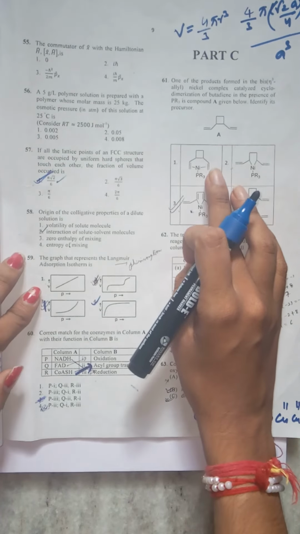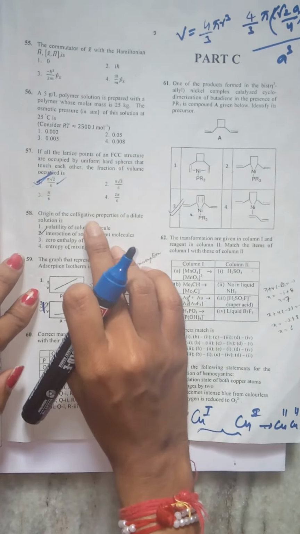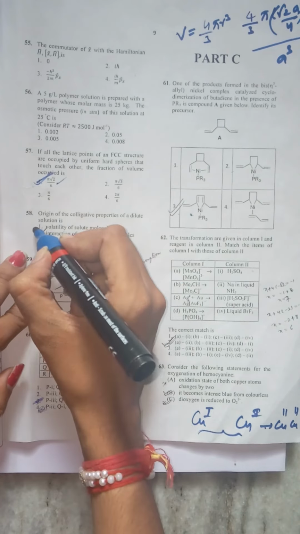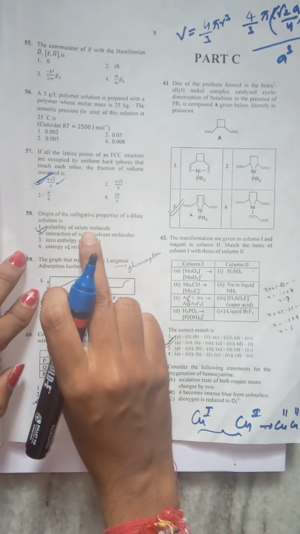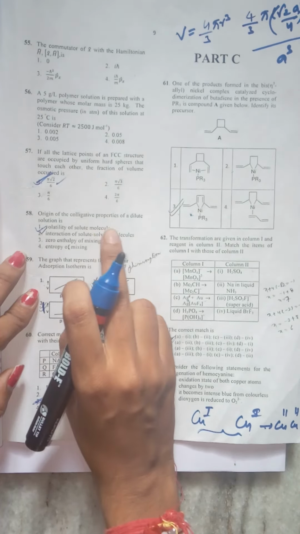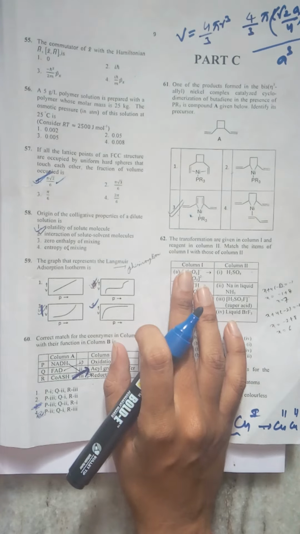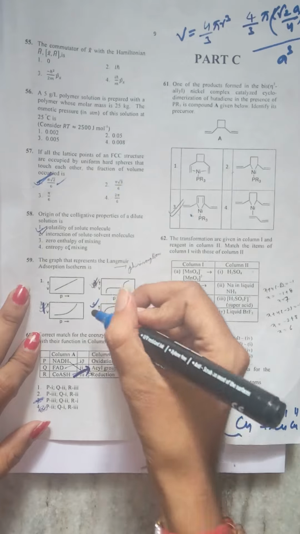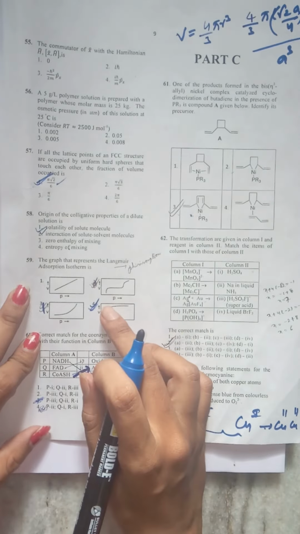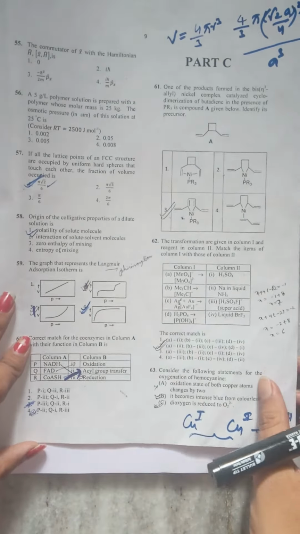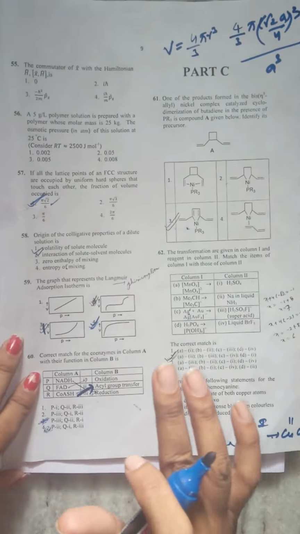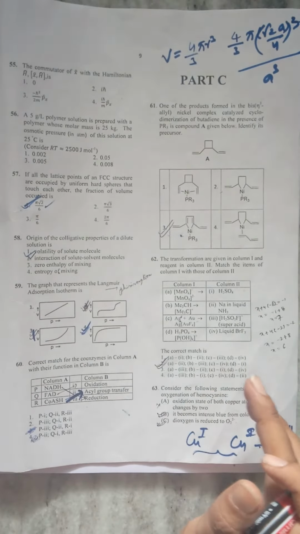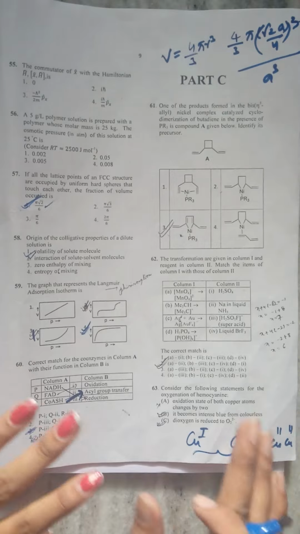And then this one, I think the origin of colligative property has to be the volatility of solute molecules, if I'm not wrong. Not pretty sure, but it has to be the volatility of the solute molecules. And then the graph that represents the Langmuir adsorption isotherm is this particular graph, the fourth one. I do not want to discuss the questions which I am doubtful about, so I'll not teach the other things.